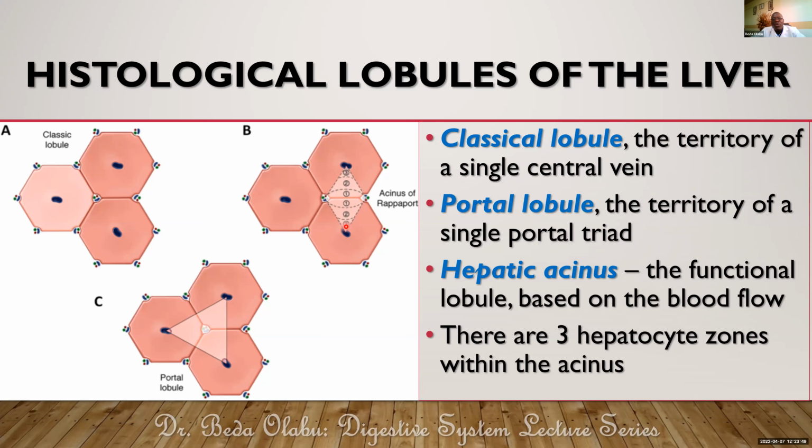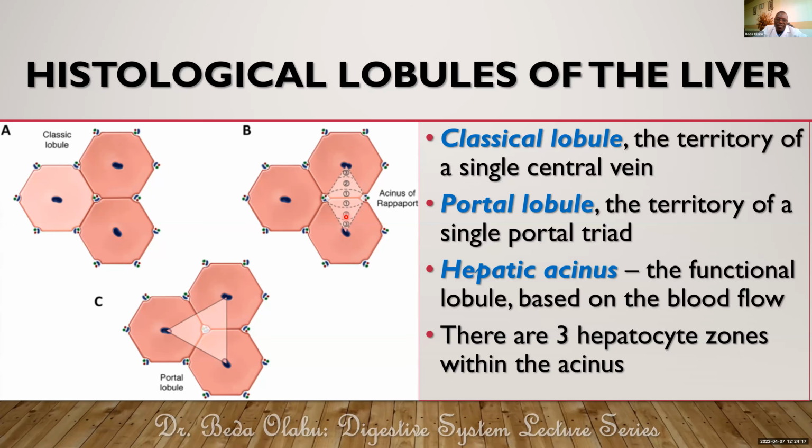Suppose there are some toxins from the GIT, which zone will be affected first? And how about the cells which are very active because they receive a lot of oxygen? Is it zone 1, zone 2, or zone 3? Suppose you have some congestion in the inferior vena cava, which ones will be affected first? Suppose there's some ischemia, which ones will be affected first? Zone 1, 2, or 3?